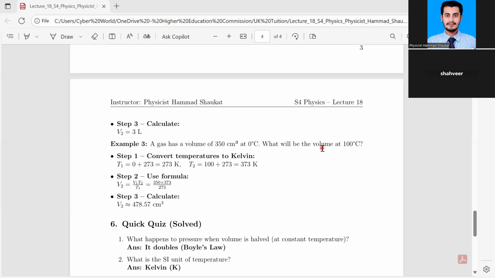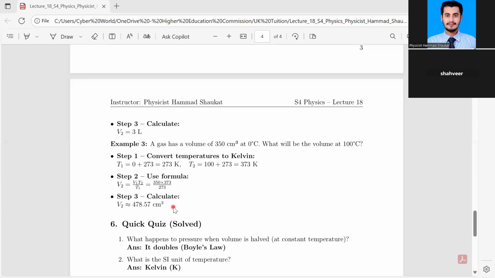So we have to use the formula for Charles' law, which is V1 divided by T1 equals V2 divided by T2. And we have to find the final volume, which is V2. So your formula looks like this. By simply putting the value for V1, which is 350, T2, which is 373, and T1, by calculating, you will get your answer approximately equal to 478.57 centimeter cube.